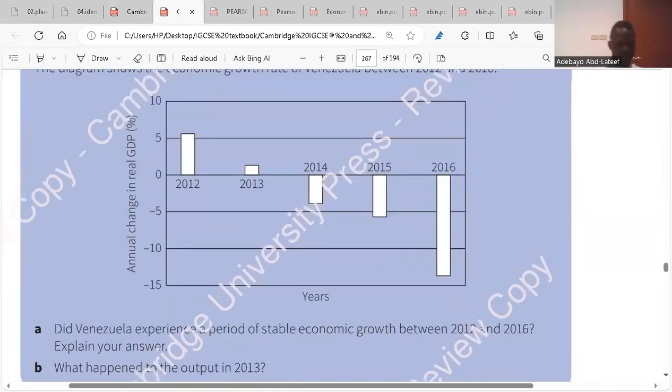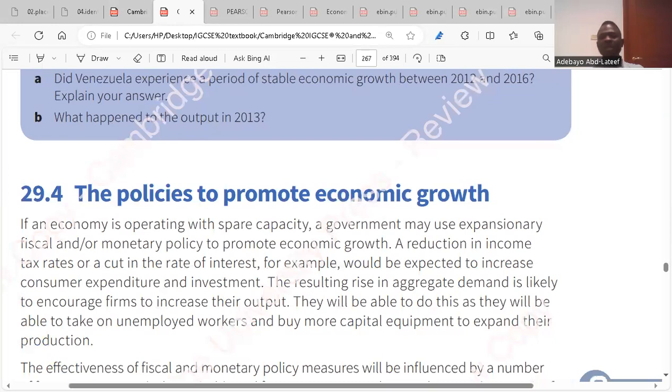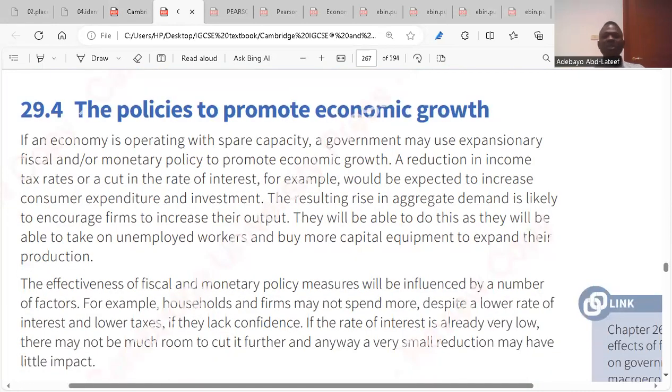Yes. Okay. The policies to promote economic growth. They say if an economy is operating with spare capacity, that means there are still unused resources. A government may use expansionary fiscal policy or monetary policy to promote economic growth. A reduction in income tax rate or a cut in the rate of interest, for example, would be expected to increase consumer expenditure and investment. The resulting rise in aggregate demand is likely to encourage firms to increase their output. They will be able to do this as they will be able to take on unemployed workers and buy more capital equipment to expand their production.